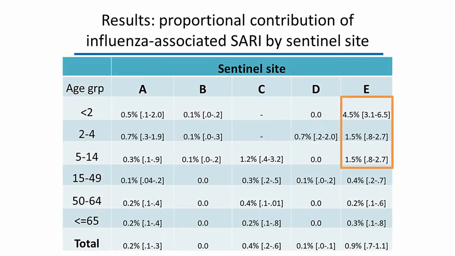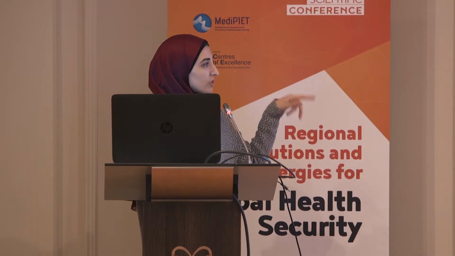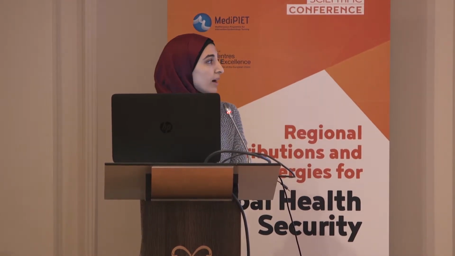Now, by sentinel sites, this is also a complicated graph, but what I'd like to show you is that one of our sentinel sites, represented as E over here, has the highest proportional contribution of influenza-associated SARI, especially in children less than 2 years of age, which is 4.5% compared to the total, which is 0.16% in general. And taking all less than 14 years of age, they also have high proportions. And this sentinel site is located in the southern province of Lebanon.